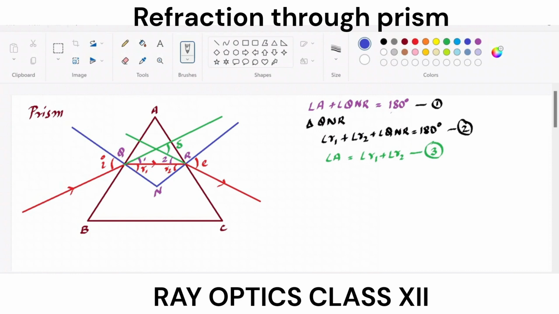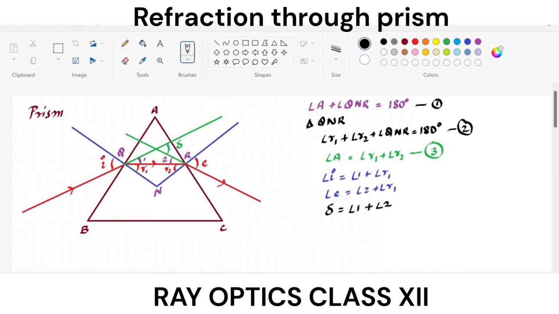Now, if you look at the diagram, angle I is equals to angle 1 plus angle R1. This angle is equal to this complete angle, vertically opposite angles. And angle E is equals to angle 2 plus angle R2. Again, vertically opposite angles. I hope this is clear. And delta is the exterior angle, so it will be equal to the sum of interior angles, angle 1 plus angle 2. Yes, this exterior angle is the sum of angle 1 plus angle 2.